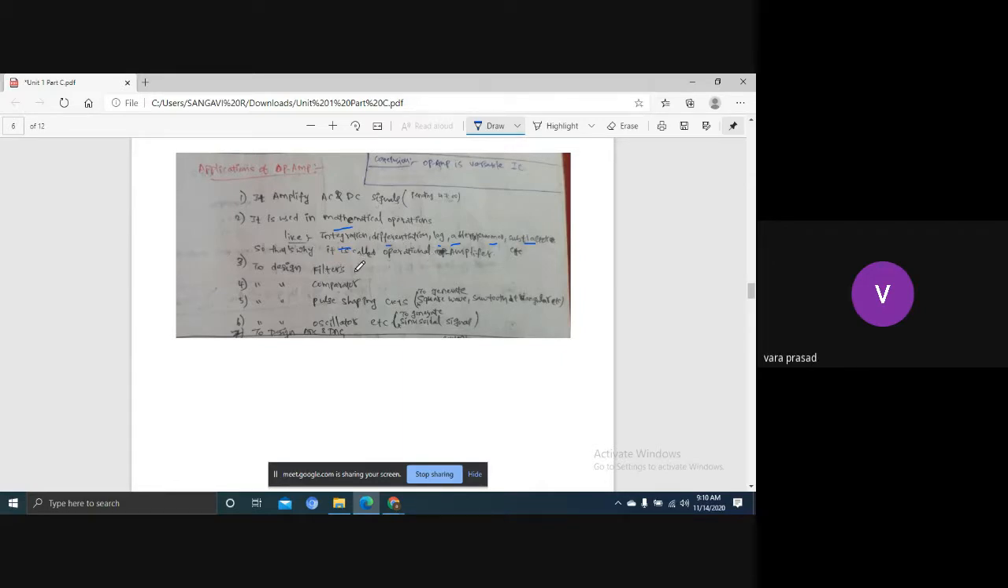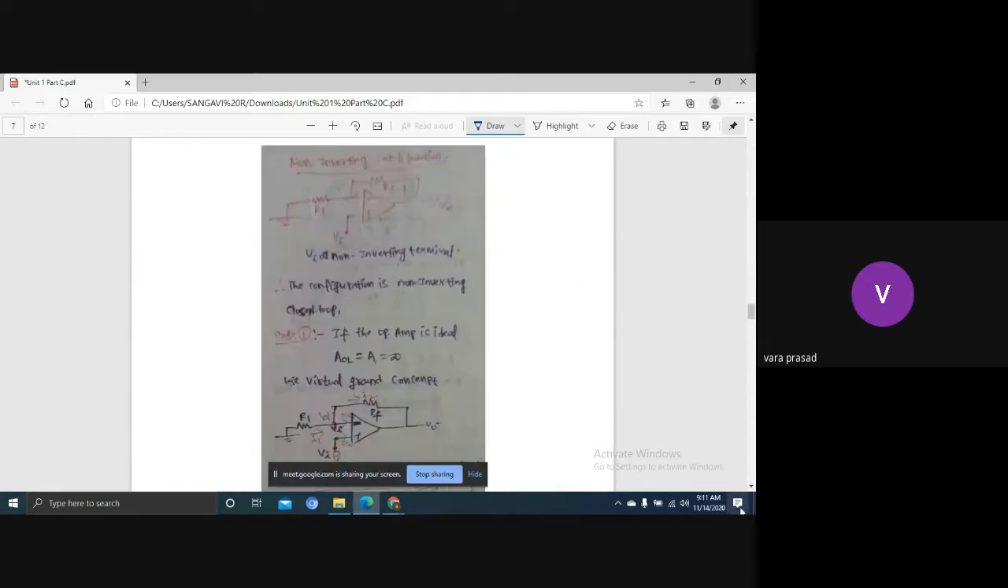And we can design filters, comparators, square wave generators, sawtooth wave generators. We can design oscillators, which means sinusoidal signals. We can design ADC and DAC. ADC means analog to digital converter. DAC means digital to analog converter. These all are the applications.